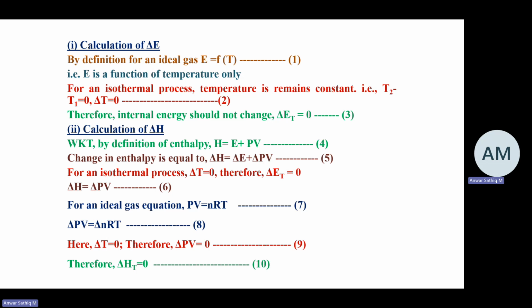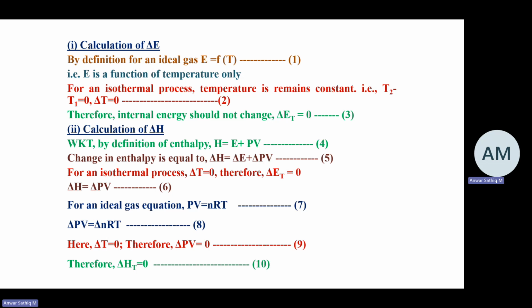We know that for an isothermal condition, delta T is equal to 0, therefore delta E is also equal to 0. Now substitute this value in equation number 5. Finally, we get delta H is equal to delta PV. This is equation number 6. We know that for an ideal gas, PV is equal to nRT. This is equation number 7.